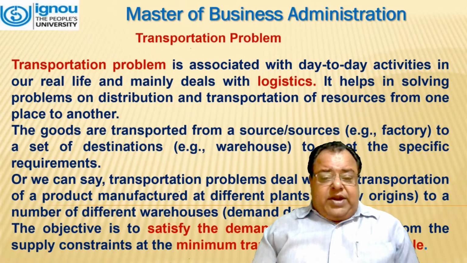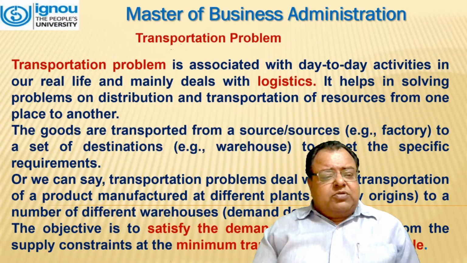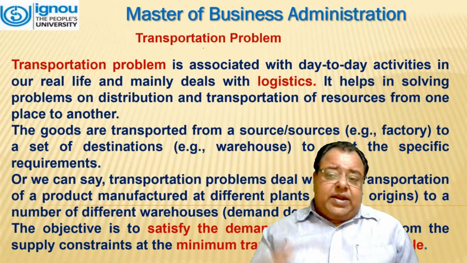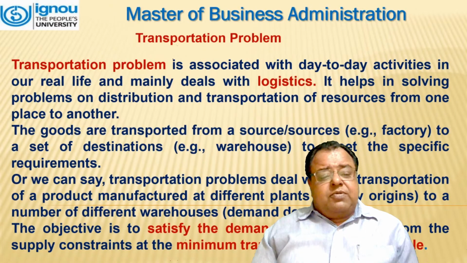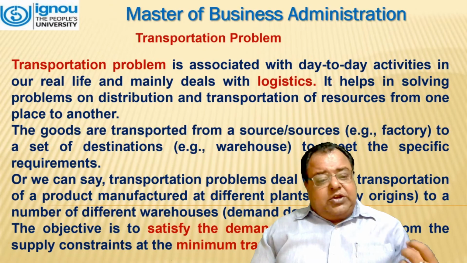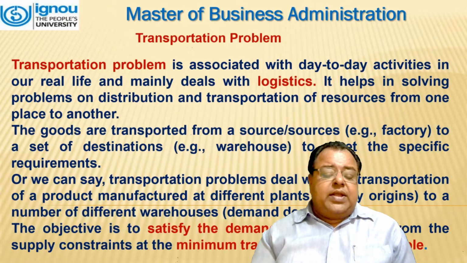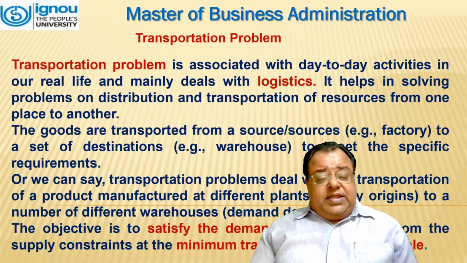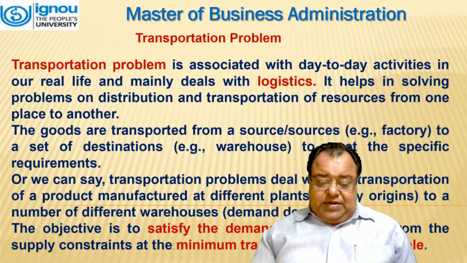The goods are transported from a source or sources, for example, factories, to a set of destinations, that is, warehouses, to meet the specific requirement in the open market. Or we can say that transportation problems deal with the transportation of a product manufactured at different plants, that is supply origins, to a number of different warehouses, that is treated as demand destinations. The objective is to satisfy the demand at destinations from the supply constraint at the minimum transportation cost possible.